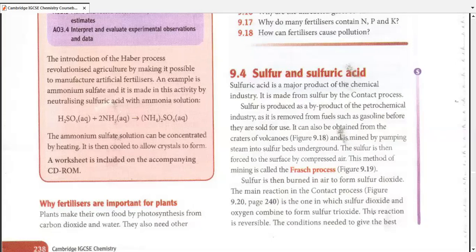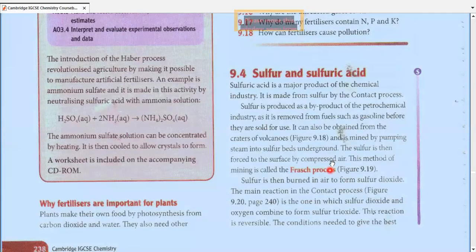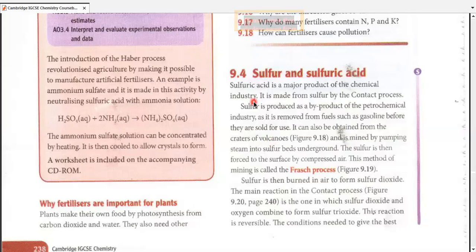Let's move on to the second paragraph of the topic, and I'm going to use an annotation of red spotlight to explain this. Sulfur is produced as a byproduct of the petrochemical industry, as it is removed from fuels such as gasoline before they are sold for use. Our petrochemical industry produces a lot of fuels. Gasoline or petrol is one of them. Kerosene is one of them. Diesel is one of them. All of these produce sulfur as a byproduct.